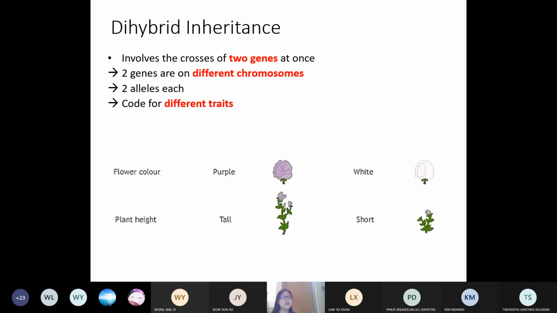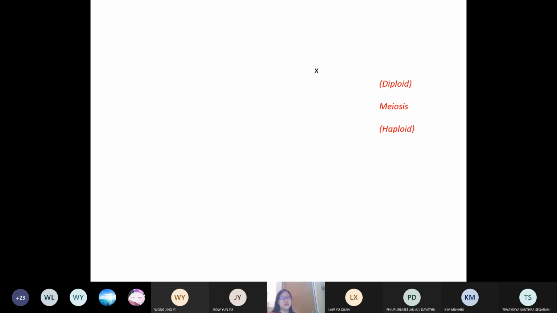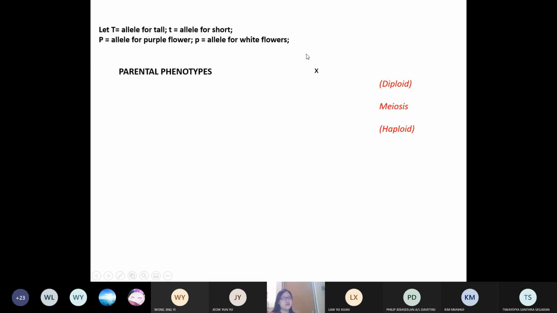And that matters because this means the combinations are endless. I will talk about that later on again. But the idea is there's two genes, two alleles code for different traits. So here are two of them. So we can do the cross that Mendel did again, right? This time with a different set of stuff.